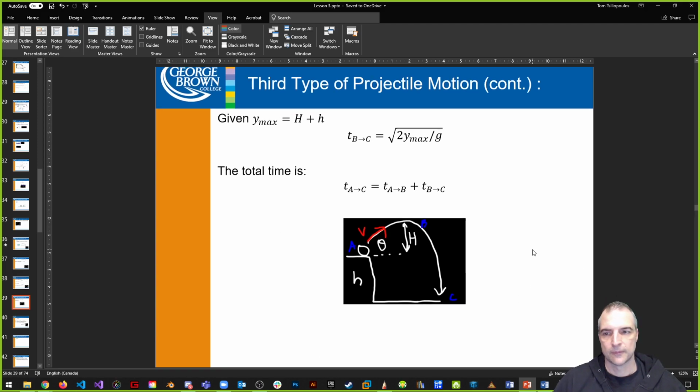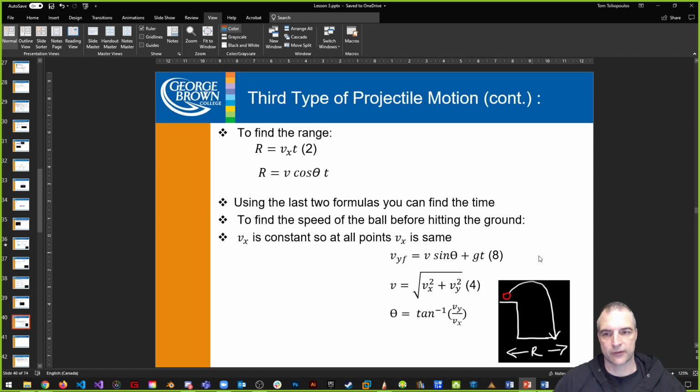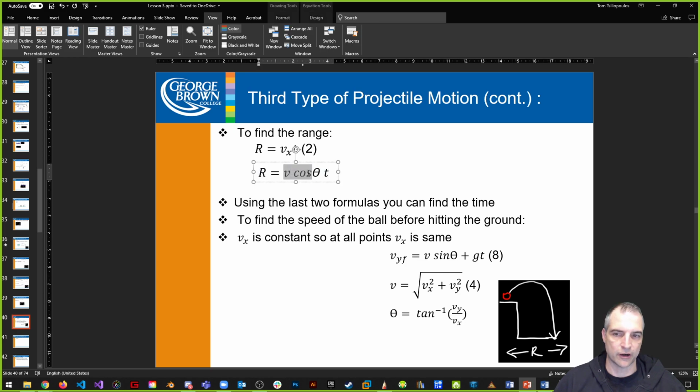This idea, and we can use equations to come up with that time. Here's the range. To find the range, we can use Vx t. Again, that's not going to change. However, we're going to substitute v cos theta t because we don't have all of our energy across the x-axis anymore. We have part of our energy in the y-axis, like we said before. And using the last two formulas, we can find the time.